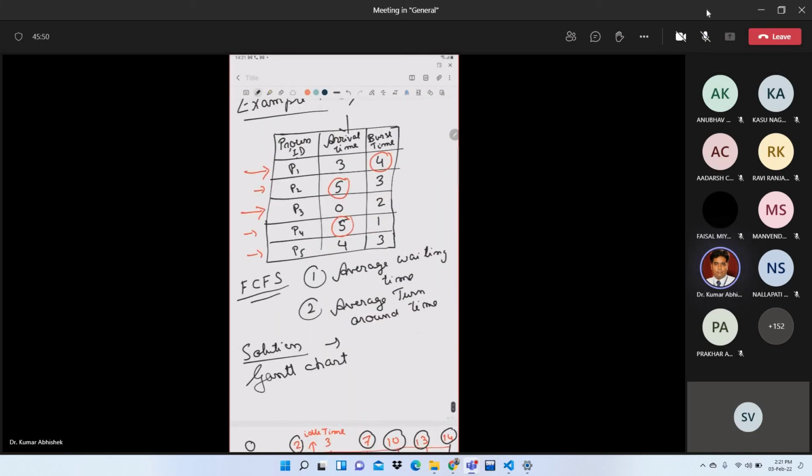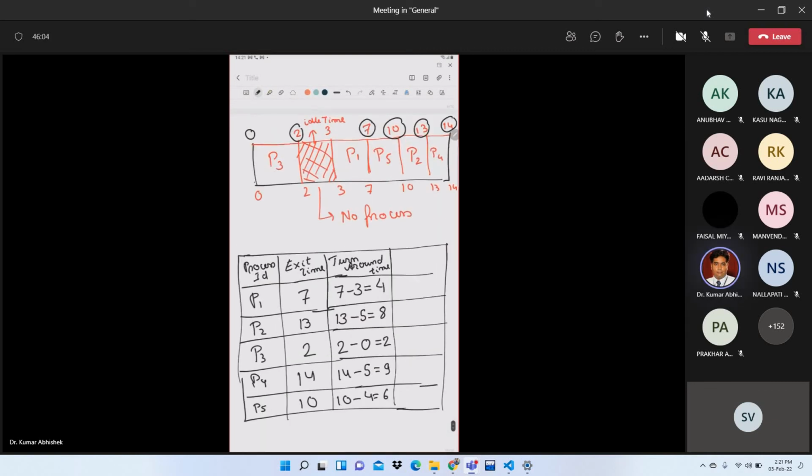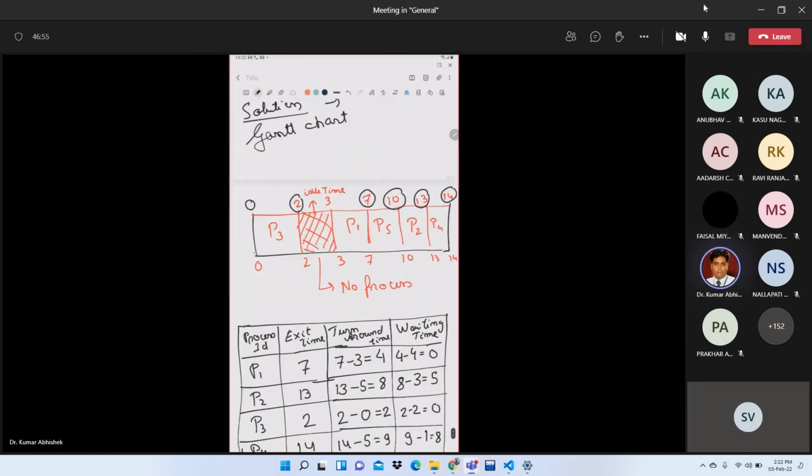So we are getting the arrival time from here. Okay. So we have 4, 8, 2, 9, and 6. Then we have waiting time, which is turnaround time minus burst time. For P1, 4 minus 4 is 0. For P2, 8 minus 3 is 5. For P3, 2 minus 2 is 0. For P4, 9 minus 1 is 8. For P5, 6 minus 3 is 3.